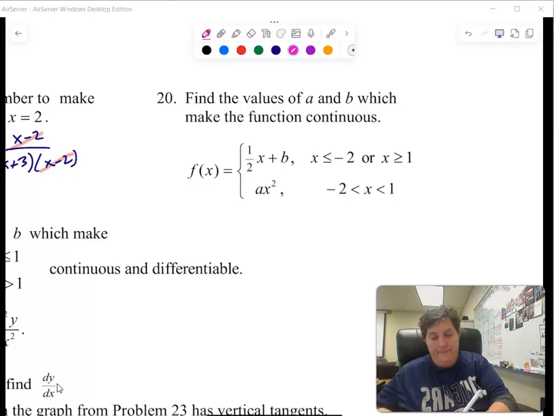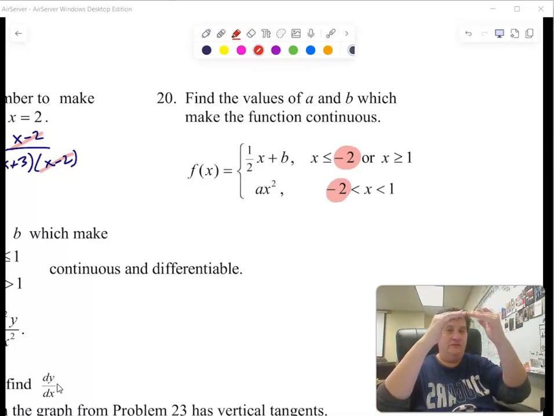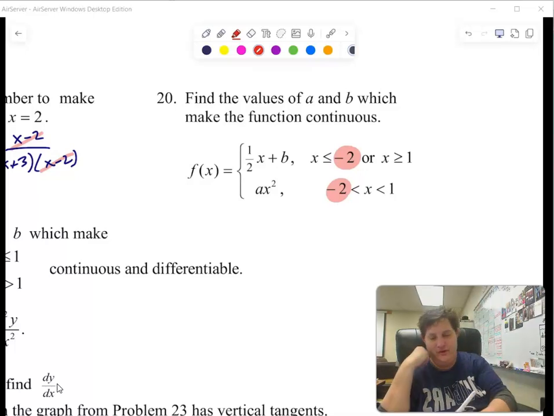All right, now, what we know is that this is a line. Okay, 1/2 x plus b, that's a line. We know that's a parabola. Lines and parabolas are continuous. So the only thing we have to check is at the point where they meet up. When this one comes and this one comes, are they going to meet up together? Okay, so it's two different equations right here.